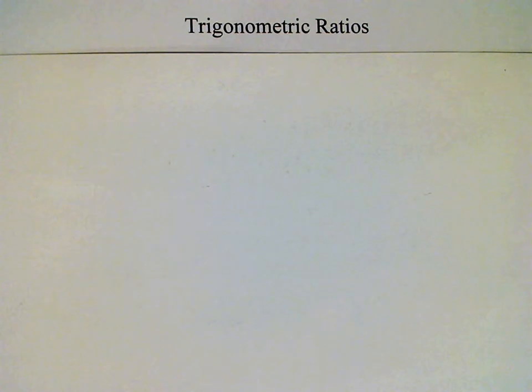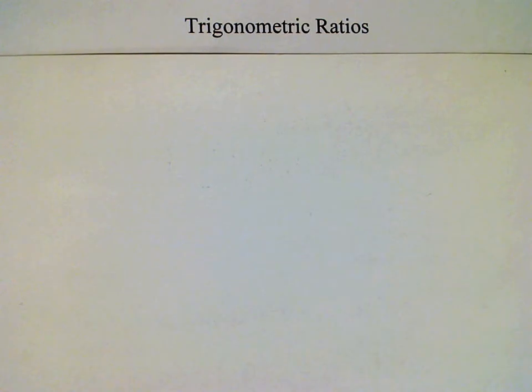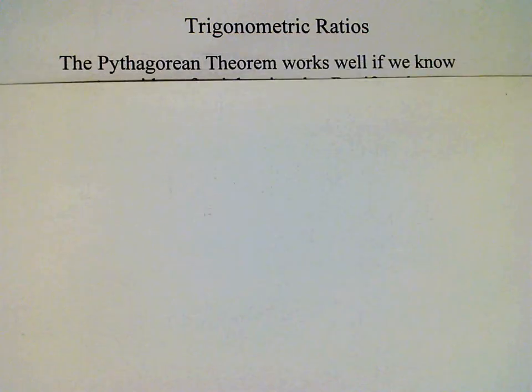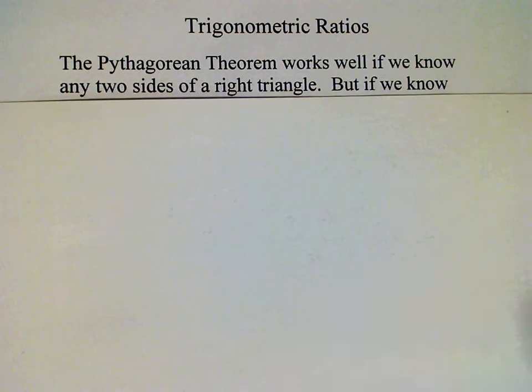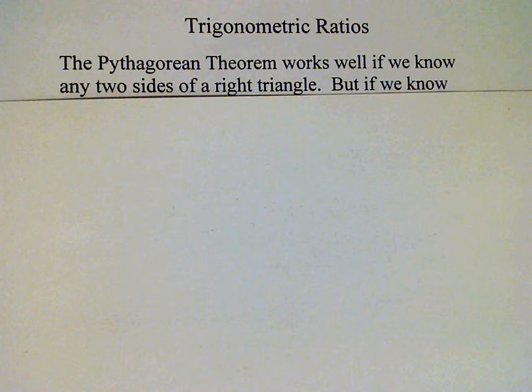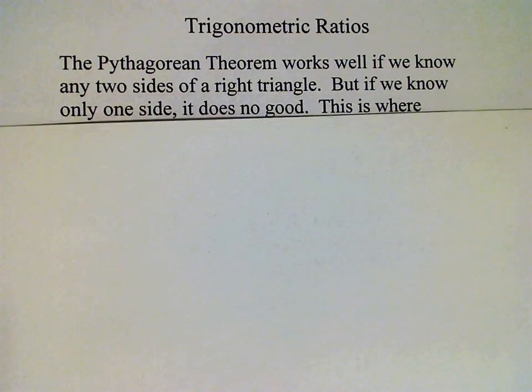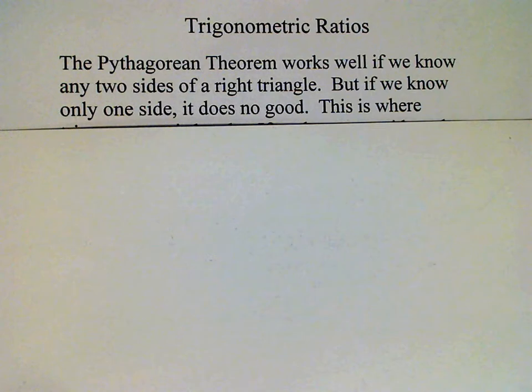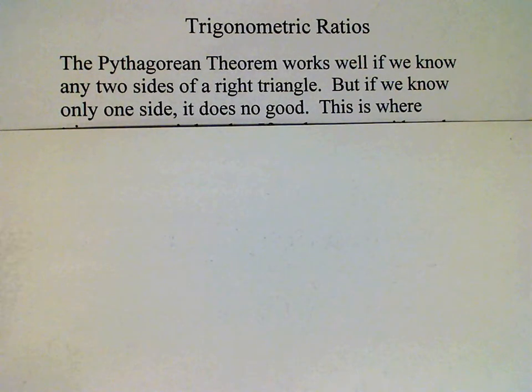In the previous video, we saw how to use the Pythagorean theorem to solve a right triangle. If we know two of the sides of the right triangle, then we can use the theorem to find the third side. So this is very good if we happen to know two sides of a right triangle, but if we only know one side, then the theorem really doesn't help.